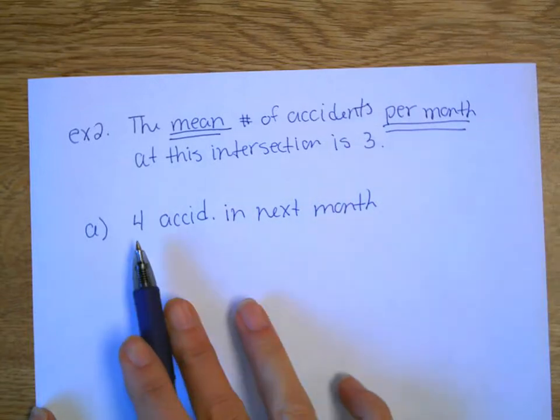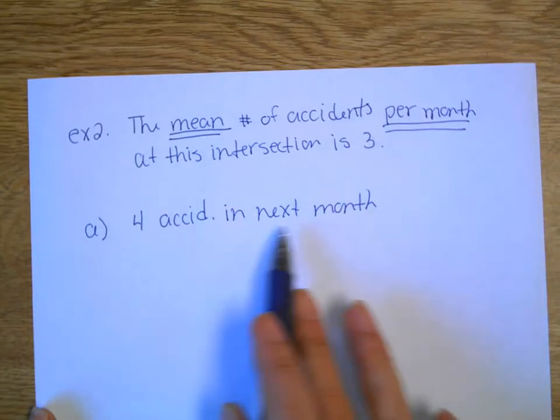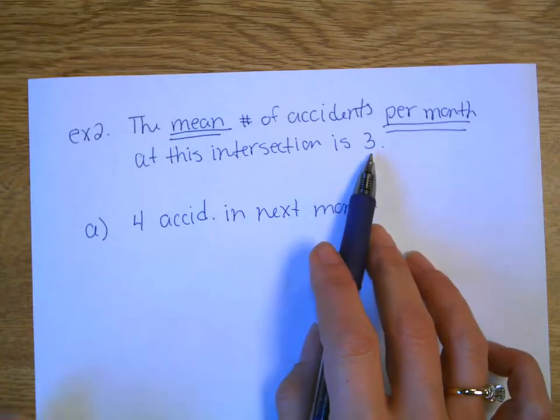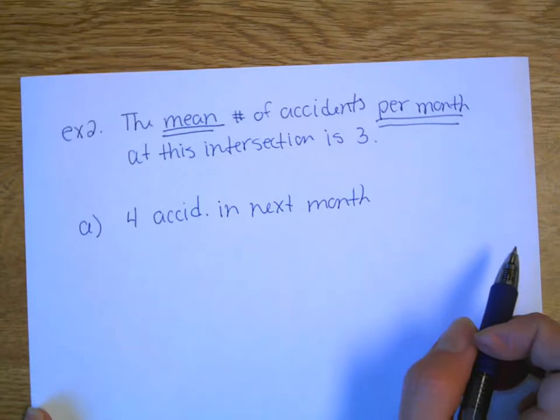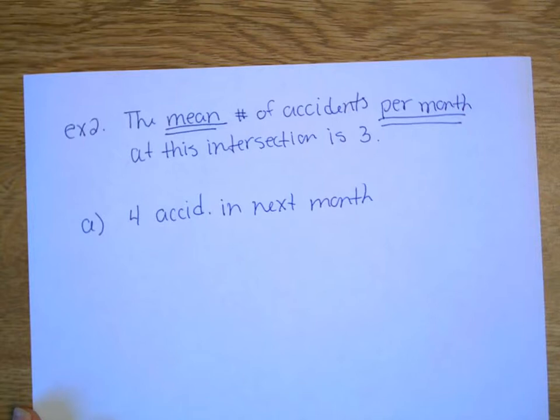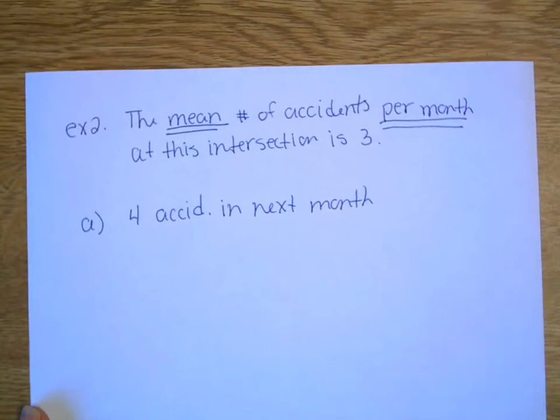So my question has to be in the same unit of time. I can't say per week, because I could divide that by 4 if we think about 4 weeks per month, but we're not going to. We're not going to get there. So this is exactly 4 accidents happening. What's that probability going to be?